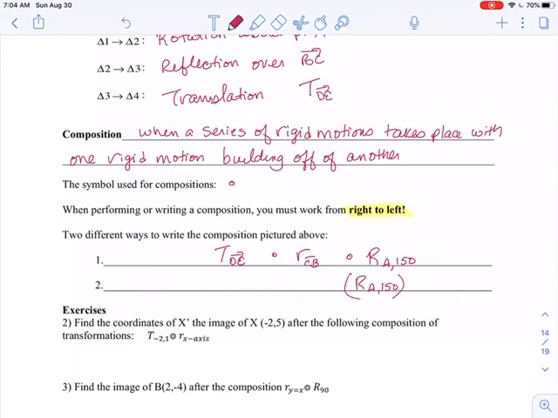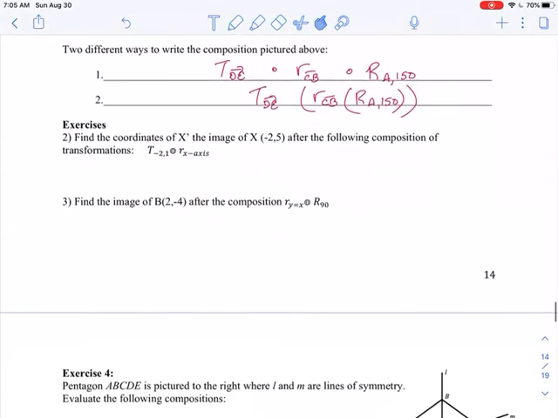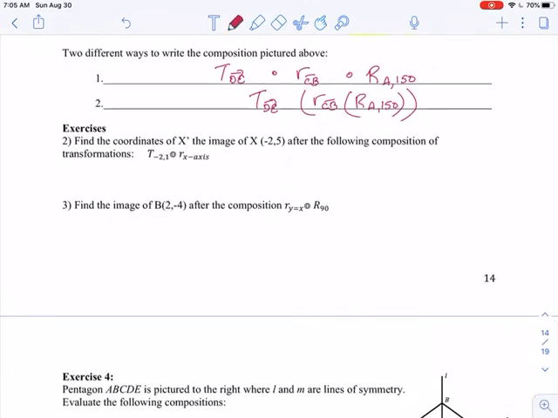So again, I did the rotation first, and that was about point A of 150 degrees. Then I did the reflection over line CB. And then finally, I did the translation. And just like in math, with parentheses, you're going to work inside the parentheses first. So that would be another way to write the composition that I did above. Okay? So let's look at an actual point, just to do it. That will be a little bit easier, I think, to see what's going on.